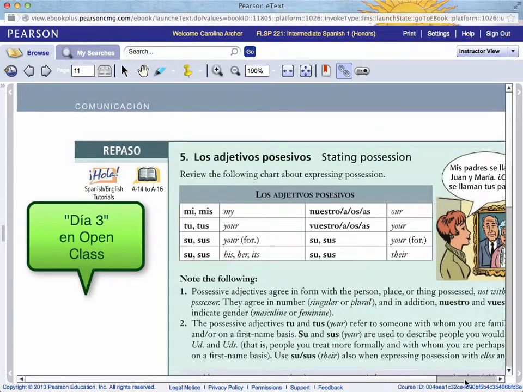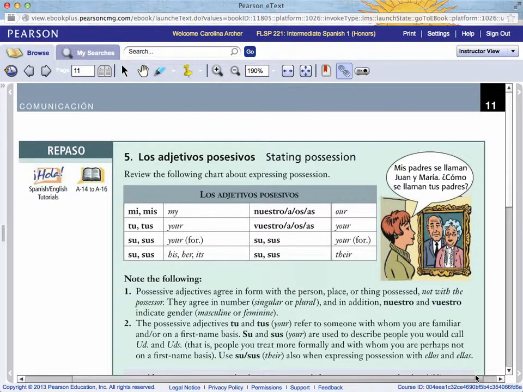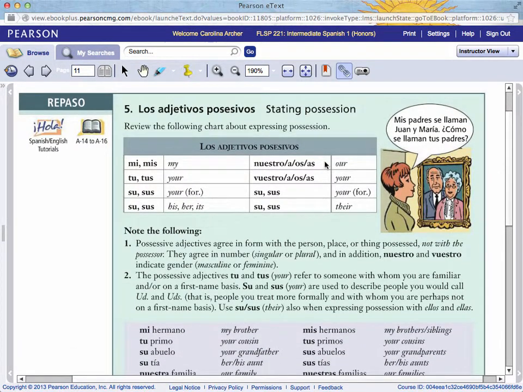Muy bien. En el día 2 vamos a ver un poco de repaso de los adjetivos posesivos. Los adjetivos posesivos. These are adjectives that are used to express possession, okay? Like my, your, his, her, its, our, your, and their, okay? In English, okay? So these are adjectives. So every time you have an adjective, possessive or descriptive or anything that is some kind of adjective, adjectives modify nouns. So they are going to have to agree with the nouns, okay? Muy bien.